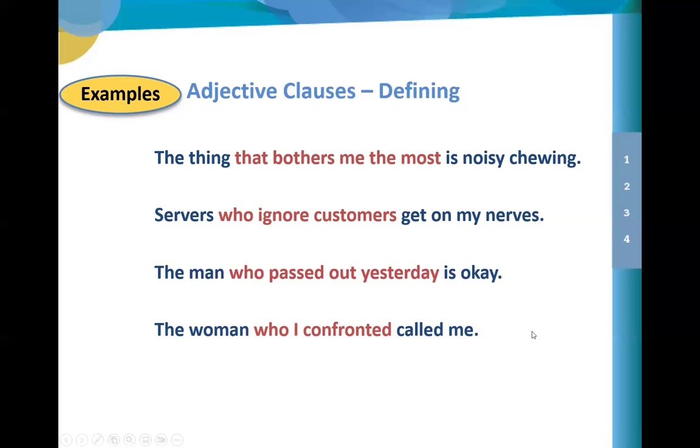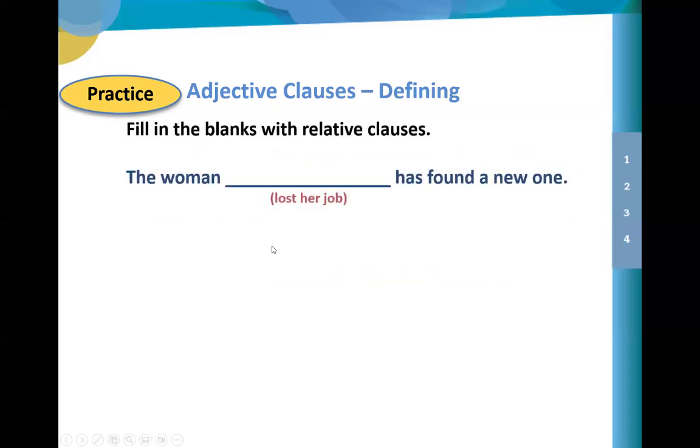So when an adjective clause is defining the subject, it is essential to understand the sentence, so we cannot omit or delete it. And also we cannot put commas to separate it from the sentence.